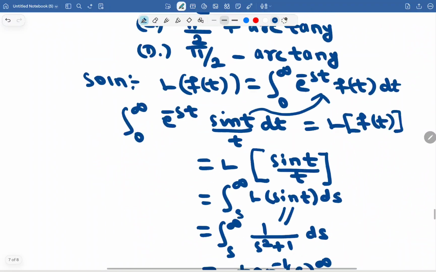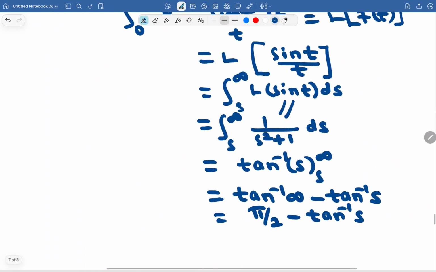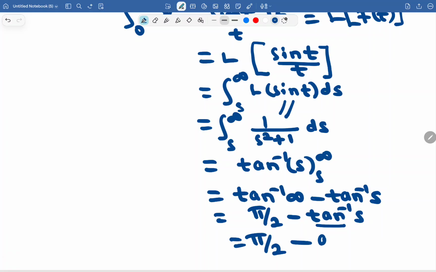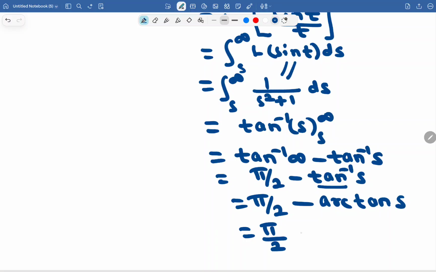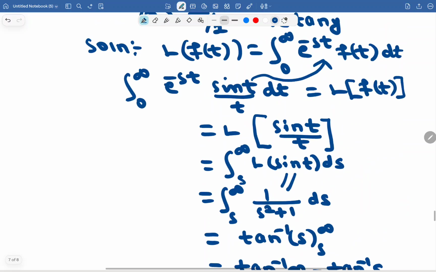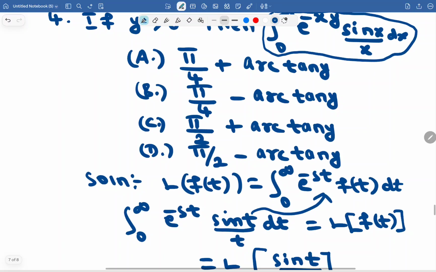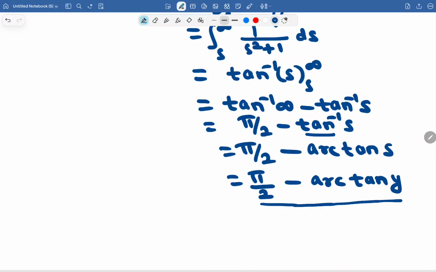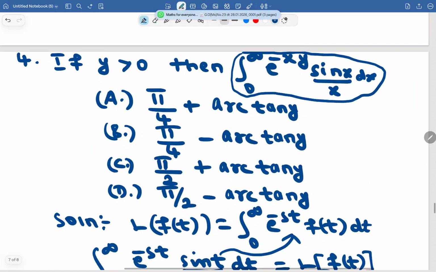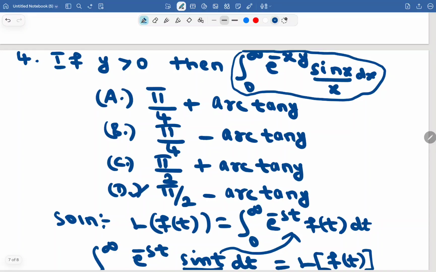Here it is in the form of arc tan. We may write tan inverse as pi by 2 minus arc tan s. In all the options it is in the form of arc tan y. I replace s by y. For this problem, answer is pi by 2 minus arc tan y. Option D is the correct option.